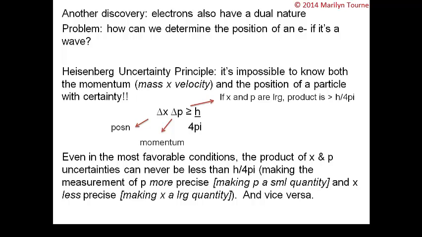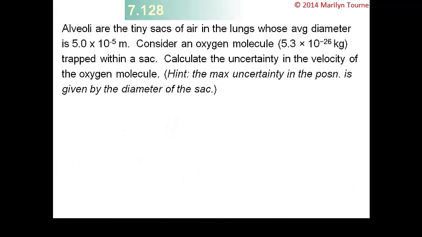All right, let's try a problem with this. This is problem 128 in the back of your chapter. It says, alveoli are the tiny sacs of air in the lungs whose average diameter is 5.0 times 10 to the negative 5 meters. Consider an oxygen molecule, which has a mass of 5.3 times 10 to the negative 26 kilograms, that's trapped within a sac. Calculate the uncertainty in the velocity of the oxygen molecule. And they give you a hint: the max uncertainty in the position is given by the diameter of the sac.